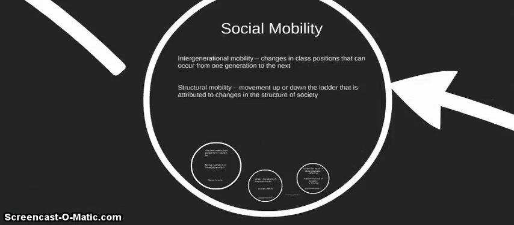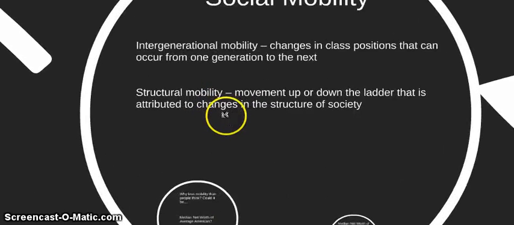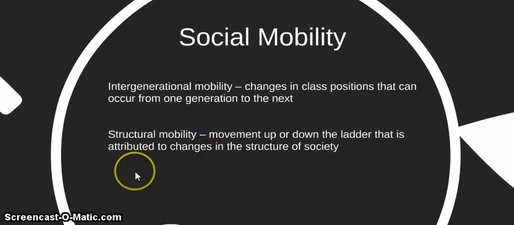Now, there is social mobility that I mentioned that has to do with our open class system, right? But one of the issues here is there's two types of social mobility we're going to talk about. There's intergenerational mobility and there's structural mobility. Intergenerational mobility is the one people generally think about when you talk about moving up or down the ladder. It's a change in class position that occurs from one generation to the next. So in other words, where do you end up compared to your parents, right?